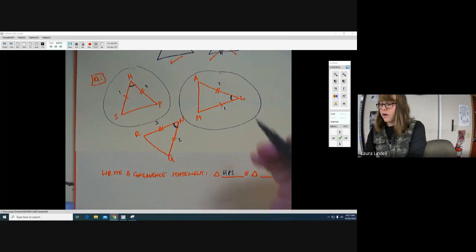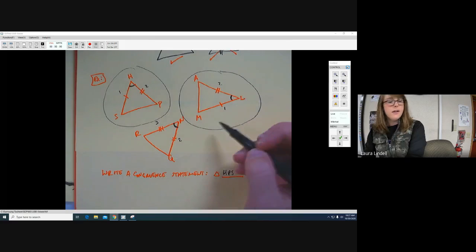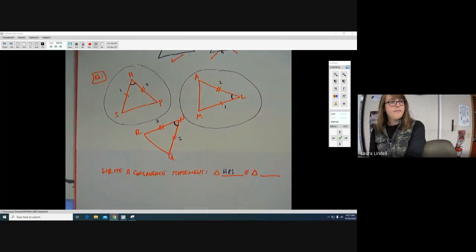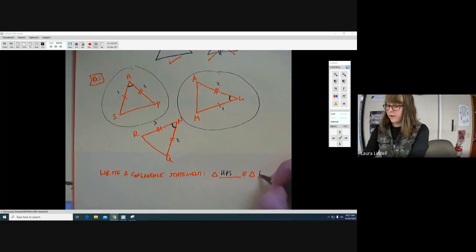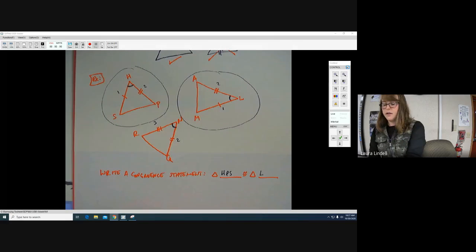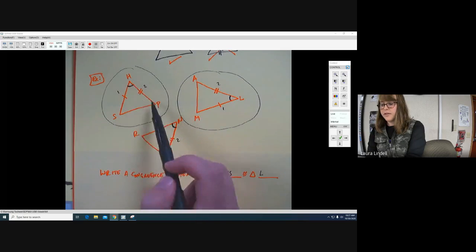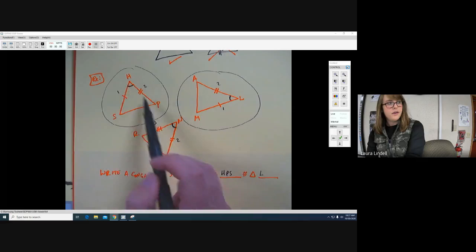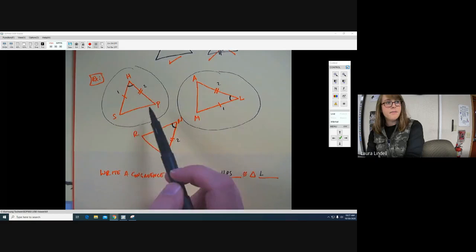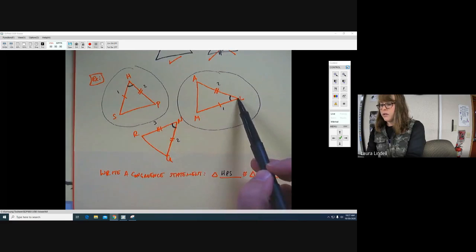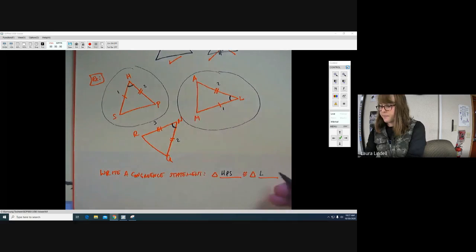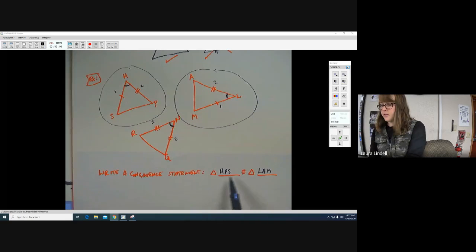Then over here, I already know that I must be starting with L because H and L go together. So I would start with L. And then on here, I went from H to P. That goes along the side that has the 2. So from H to P is the 2 side. So then from L, I would go along the 2 side to A. And then lastly would be M. So we'd have HPS and LAM.